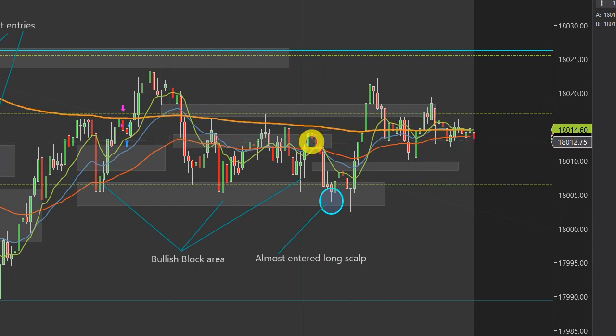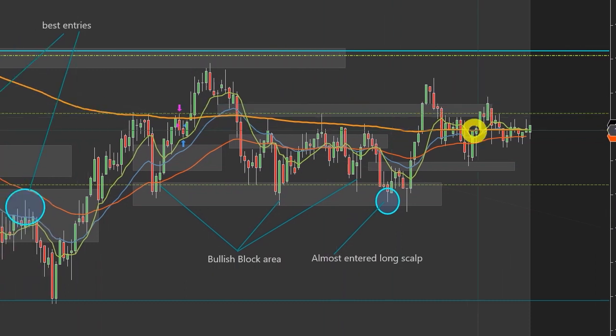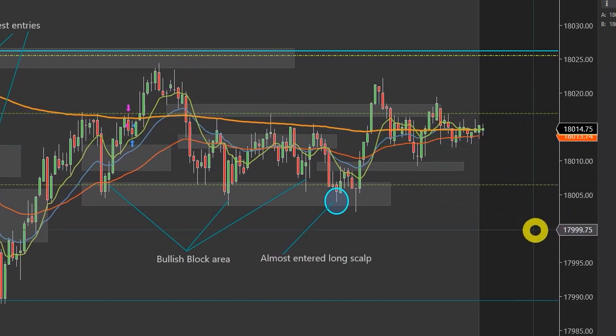It goes sideways for a reason. It goes sideways to build sell side liquidity and buy side liquidity. That's the only reason it goes sideways, to accumulate, right? Buyers and sellers on both sides.